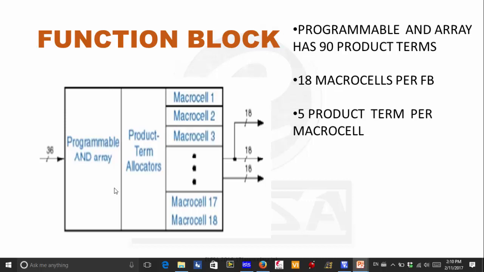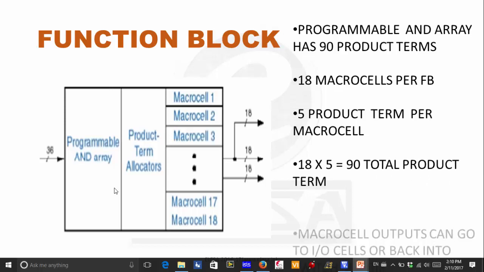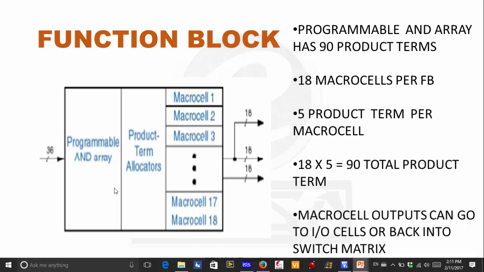This product term flexibility makes CPLD more efficient in area than classic PLDs, because typical logical functions need no more than 5 product terms and the architecture supports wider functions when necessary.